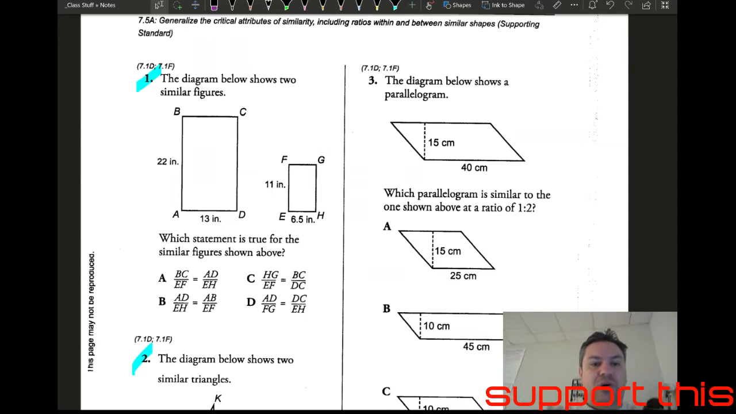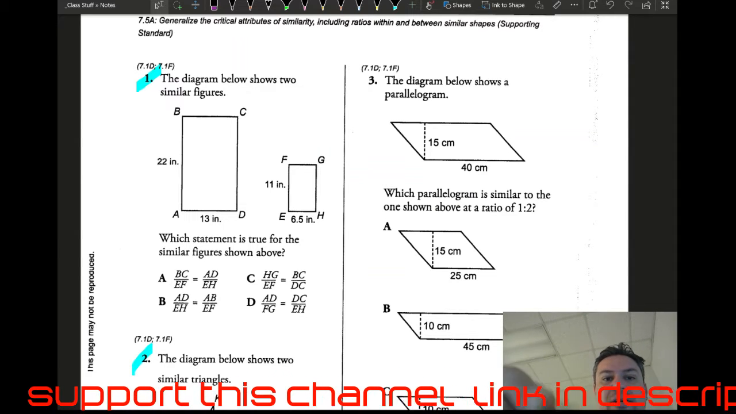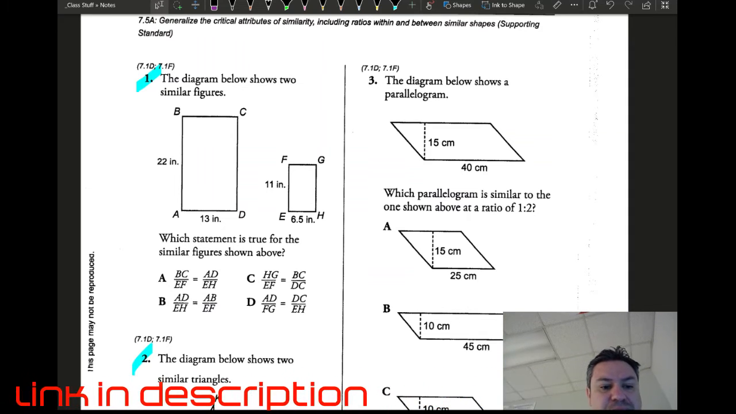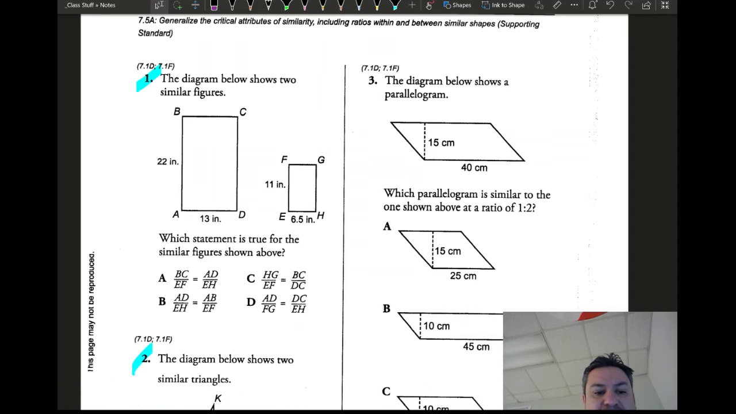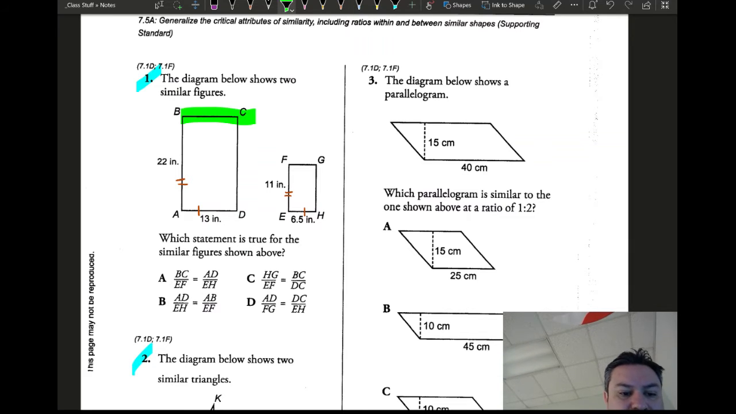It says the diagram below shows two similar figures, and I have two rectangles. Which statement is true for the similar figures shown below? Now, I showed you the tick mark method, so this is 1 and 2, therefore this is 1 and 2. So basically you're writing proportions. So A says BC, which is this one, is to EF. It's saying that that green line is equivalent to this one right there. Is that true? No, so it's not going to be A.